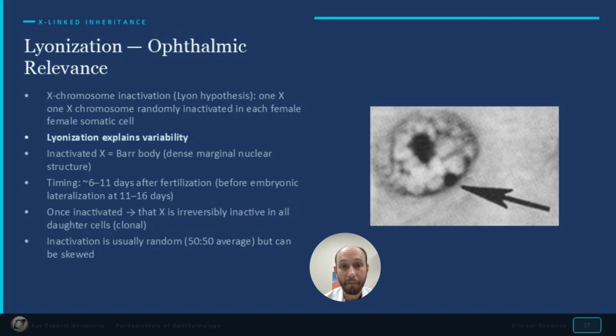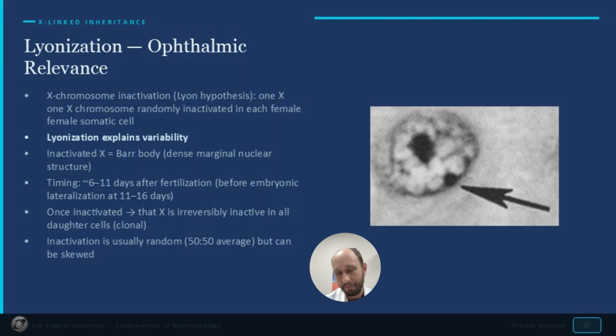Lyonization is the hypothesis by Mary Lyon that one of the X chromosomes gets inactivated to balance out the chromosomes to make the correct number of genes. Now, it appears that it's done randomly and forms this Barr body, which happens about 6 to 11 days after fertilization.